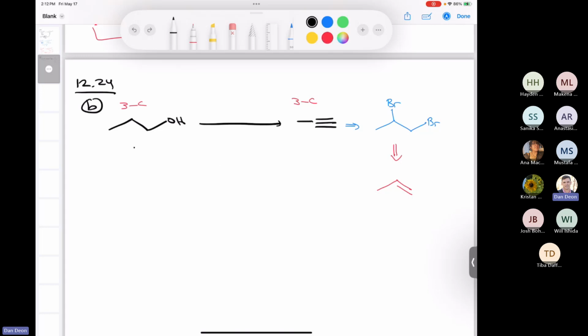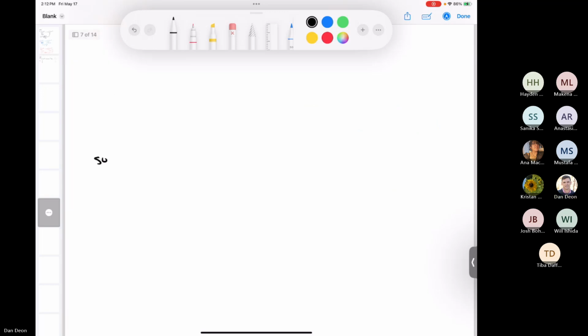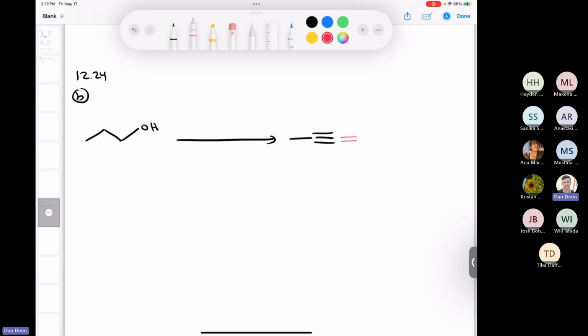So I'm going to write it all out here. So I like the sulfuric acid way of doing it. So did I just lose everything? Great. Okay, so let me rewrite it here. 12.24B. So we'll start out with our primary alcohol. And we want to make the alkyne. So again, I'll review my retrosynthesis.